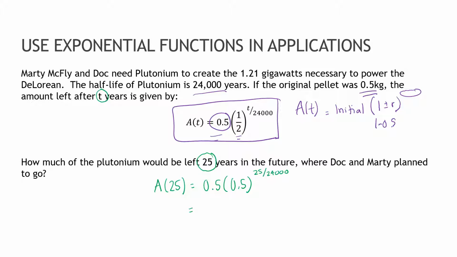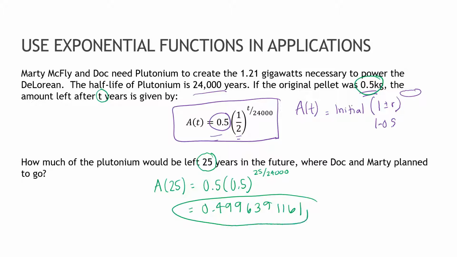And so when I plug all of that in my calculator, I get 0.49963911161. Well, how much plutonium would be left? It started out at 0.5 kilograms, and it looks like most of it is left over. So I would say about 0.4996 kilograms would be left 25 years in the future.